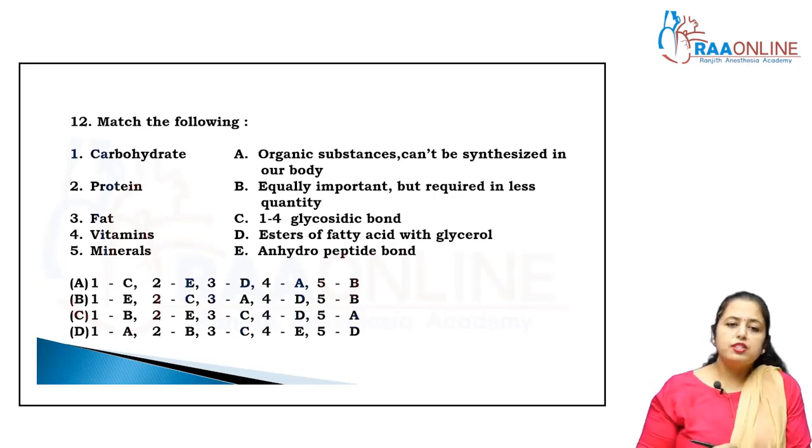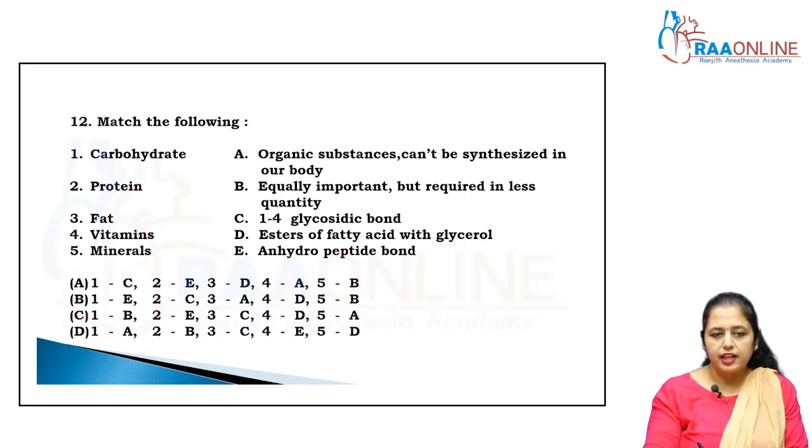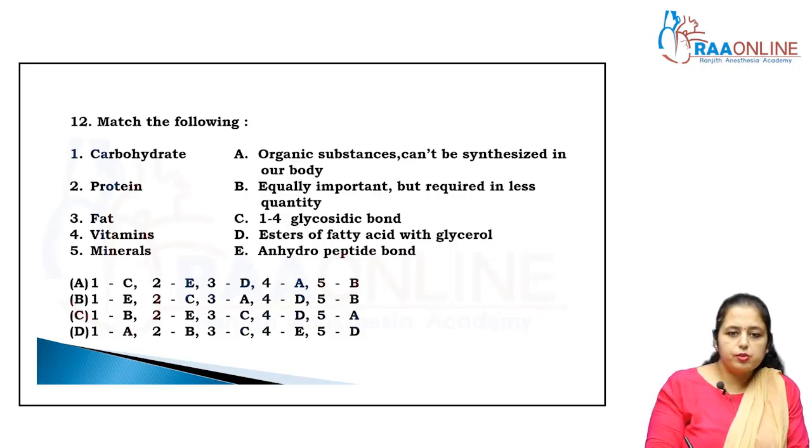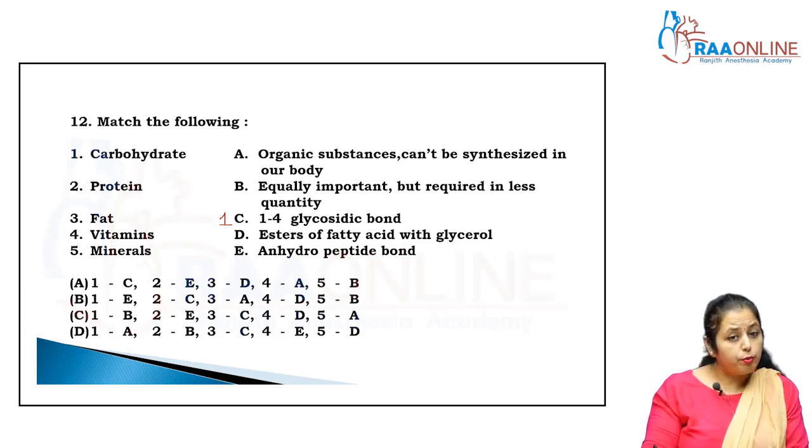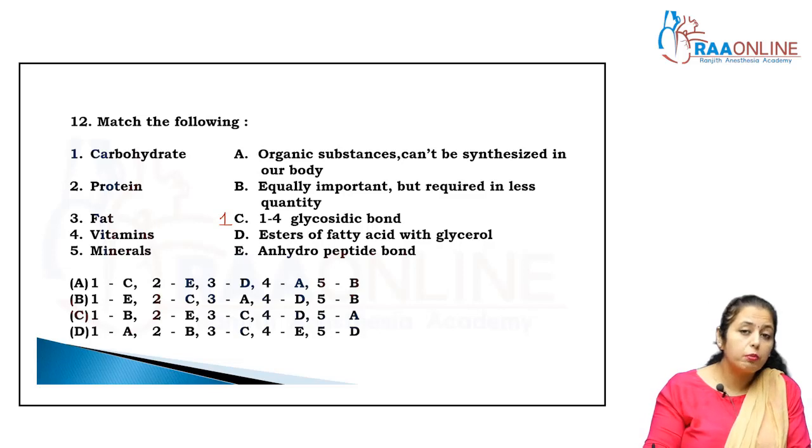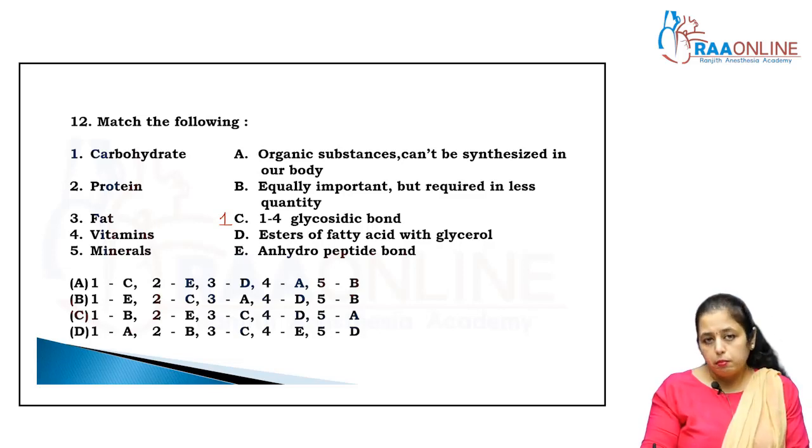Come to the next, that is match the following. Carbohydrate, protein, fat, vitamins, minerals. Carbohydrate is related with glycosidic bonds. When we study the biomolecule chapter, in carbohydrates 1-4 glycosidic bonds are present, so it is related with that. Then protein is related with peptide bonds. Organic substance that cannot be synthesized in our body? No, protein can be synthesized in our body. Equally important but required in less quantity? No, it's a basic building block material, that's why it is required in maximum quantity. That's why it is called the macrobiomolecule.